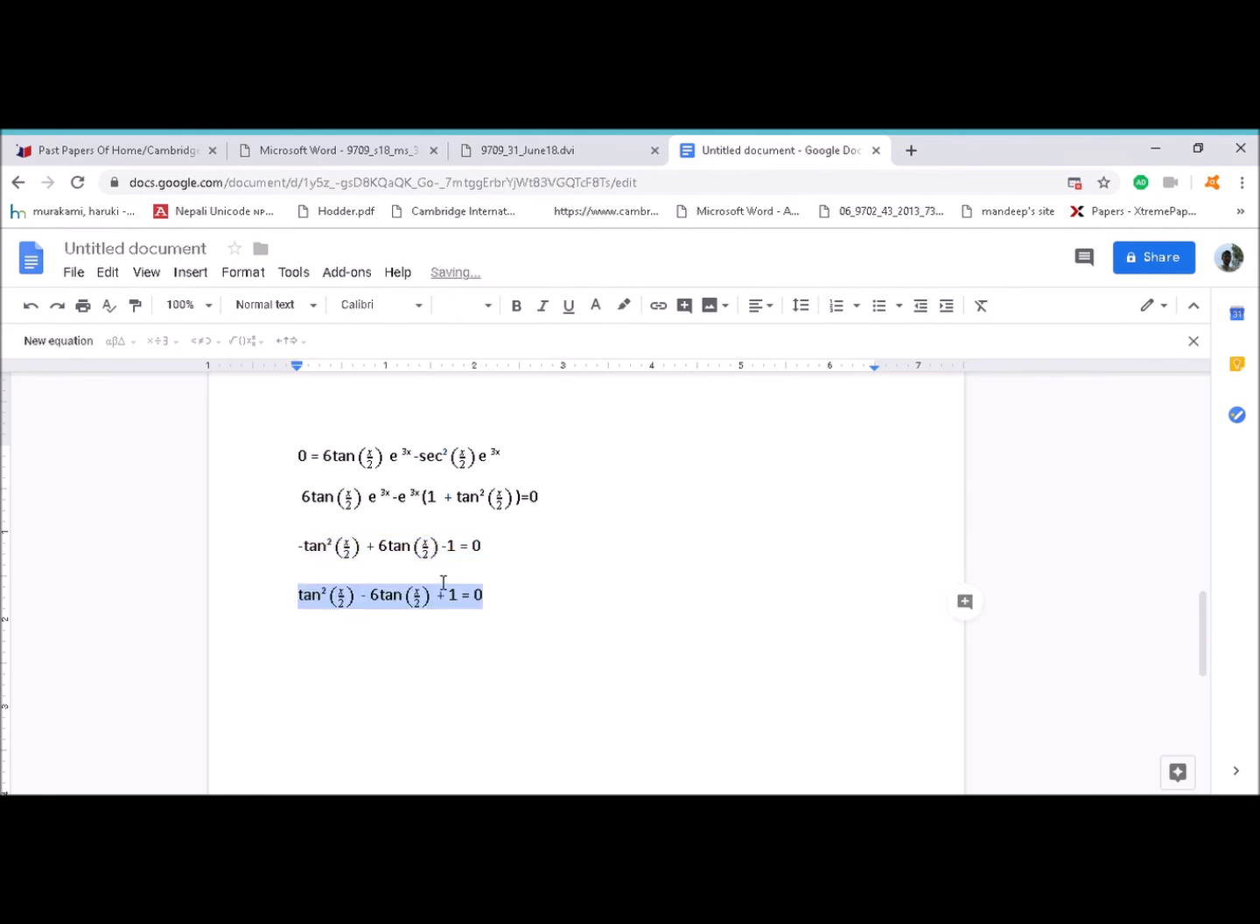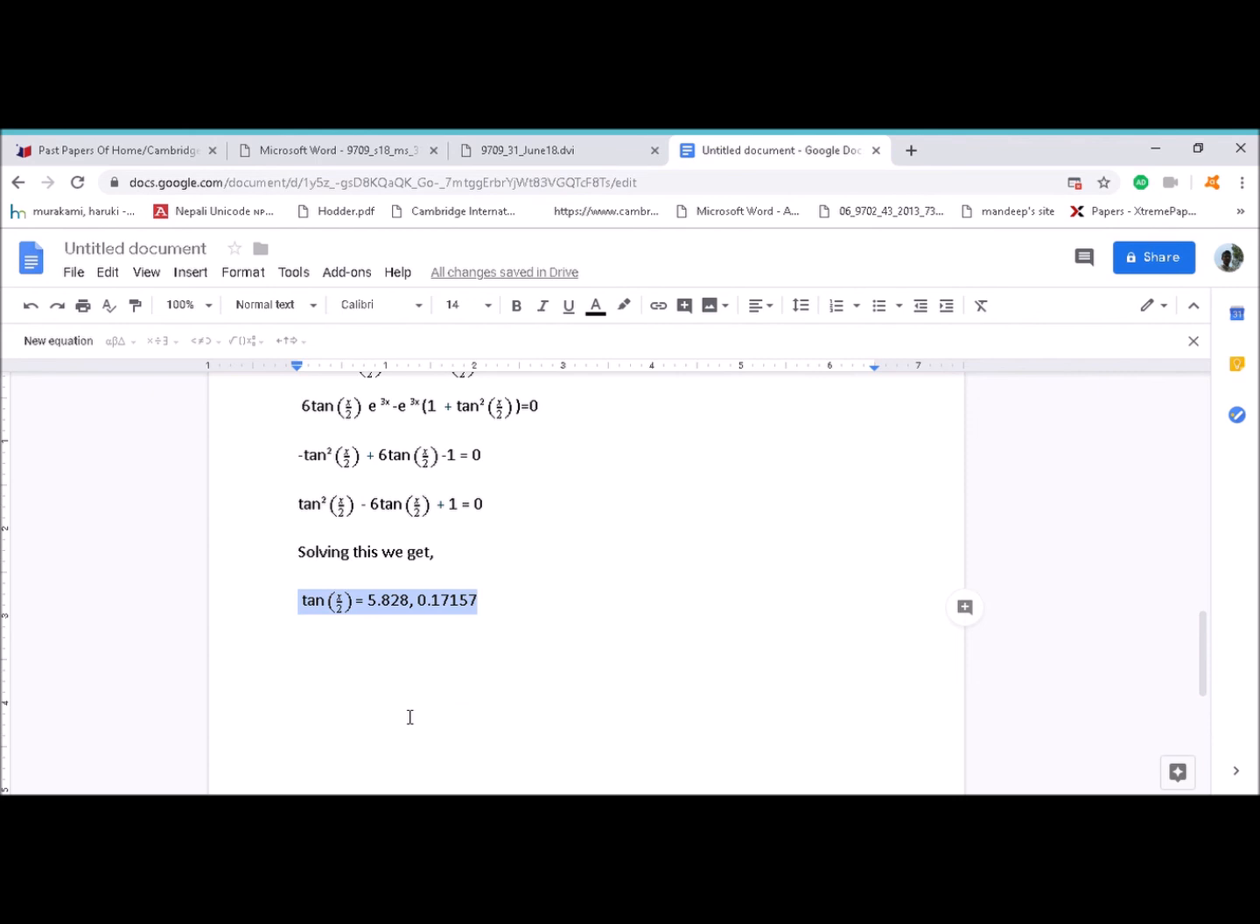After this we take the minus common, so it will be in the form of ax square plus bx plus c, and we find the value of tan x over 2 by solving this. We get tan x over 2 is equal to 5.828 and 0.1717157, and after this x over 2 equals 1.401, 0.170.